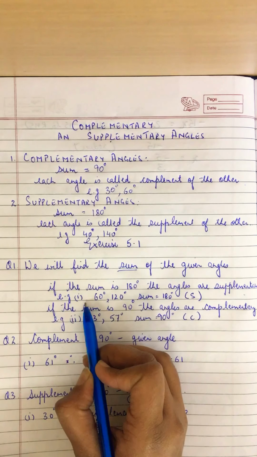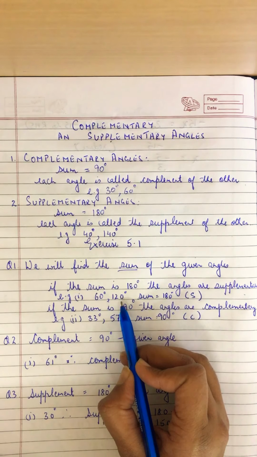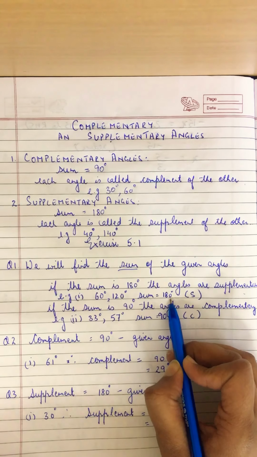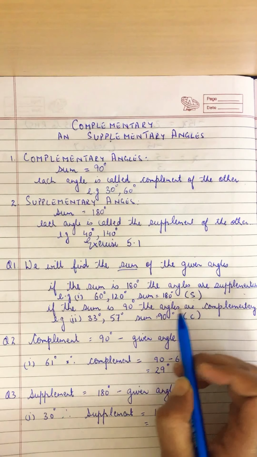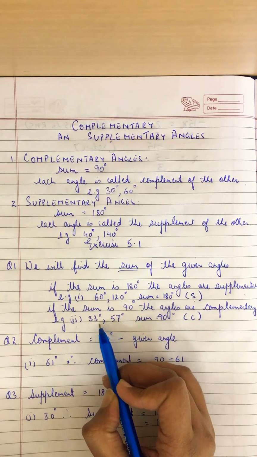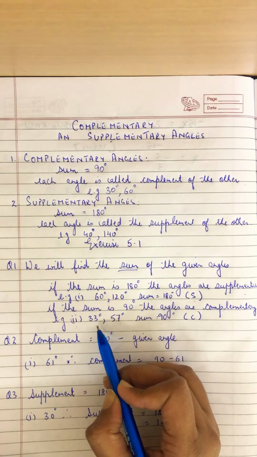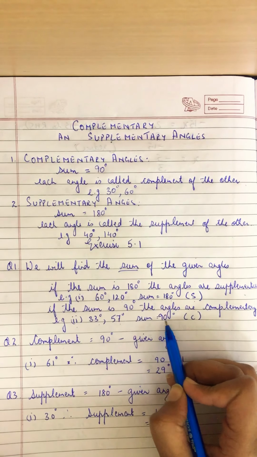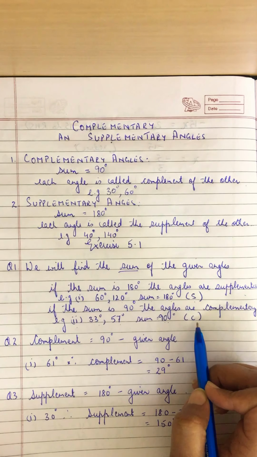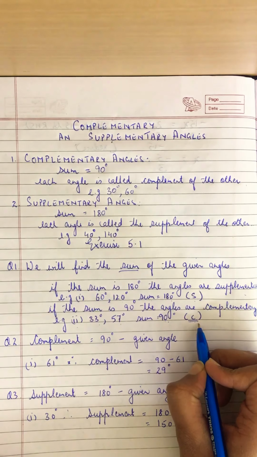For example, the first part, 60 degrees and 120 degrees. If we add 60 and 120, the sum comes out to be 180 degrees. Therefore, we will write S, S for supplementary angles. Now, the second part, the angles given are 33 degrees and 57 degrees. If I add them up, 33 plus 57 is 90 degrees. So since the sum is coming 90 degrees, the angles are complementary angles. So that is why I have written a C.